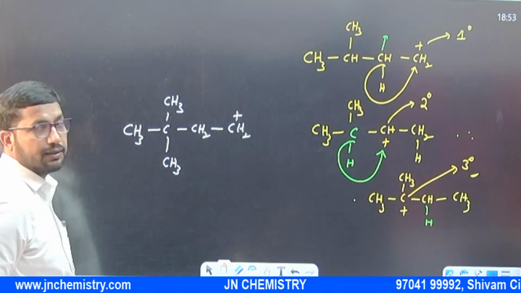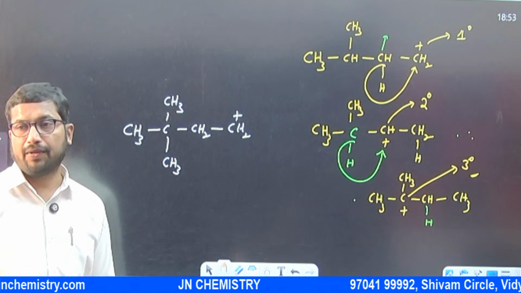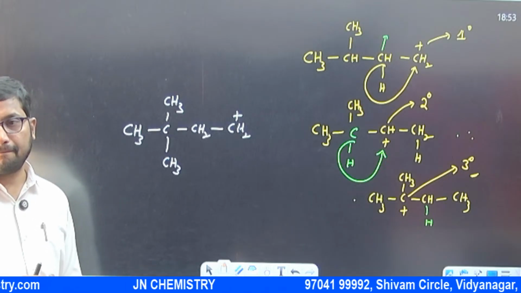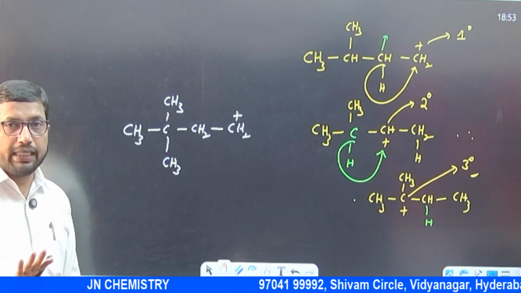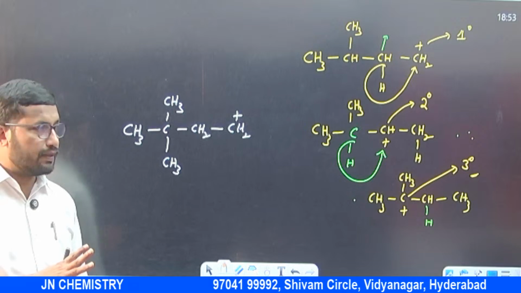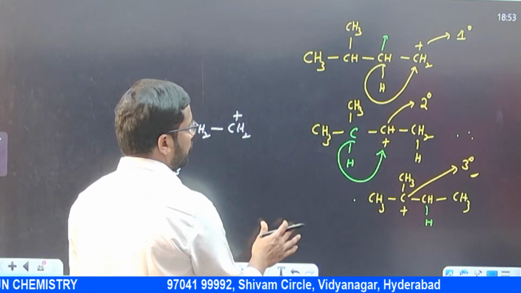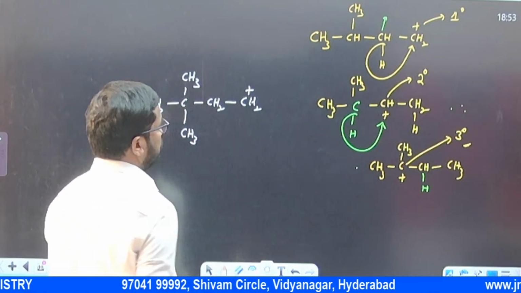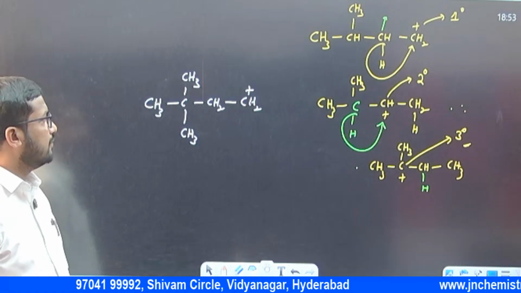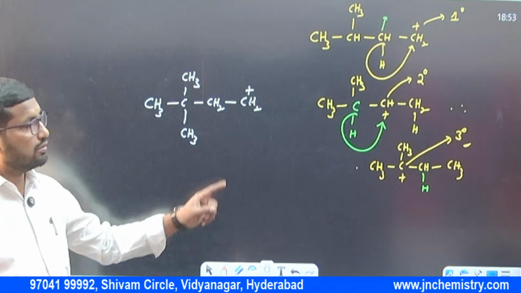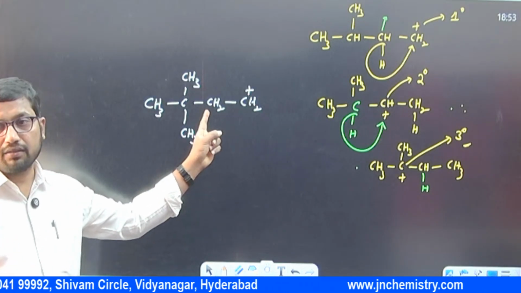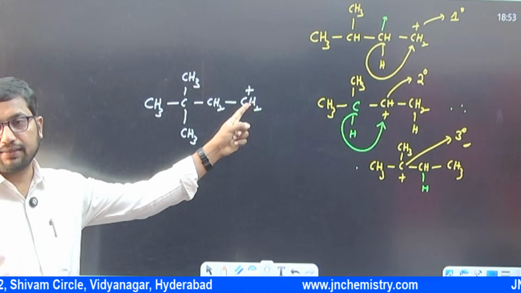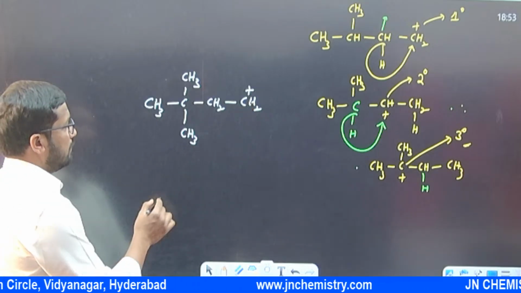Now try to do this. Still if anybody is confused, please let me know. I'll explain in a different mode. So this is 2 degree carbon, right? Does rearrangement take place, yes or no?